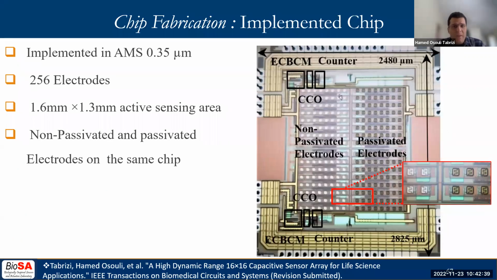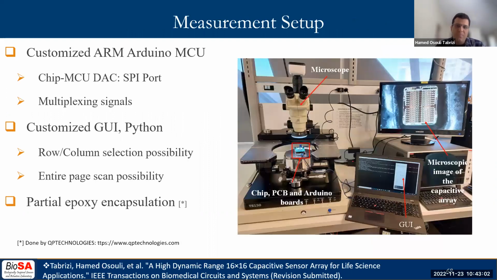This is the microscopic image of the fabricated chip. The second one uses the same technology that we used for chip 1. It has 256 electrodes in a 1.6 millimeter by 1.3 millimeter active sensing area. Half of the electrodes are passivated and half are non-passivated, in a total chip size of 2.9 millimeter by 2.5 millimeter.